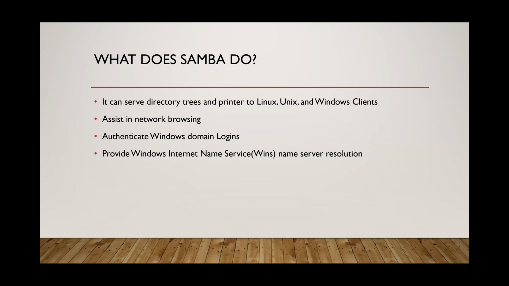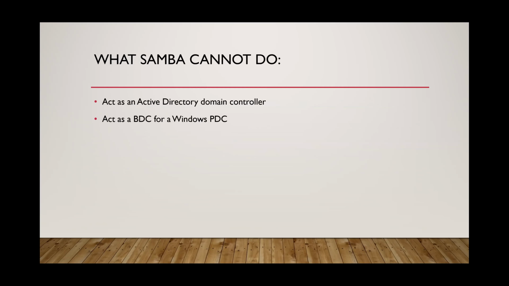What does Samba do? It serves directories, trees, and printers to Linux, Unix, and Windows clients. It assists in network browsing and domain logins. It is also a good file share for Linux and Windows. The main things it can do are act as an Active Directory domain controller and as a backup domain controller for a Windows primary domain controller.